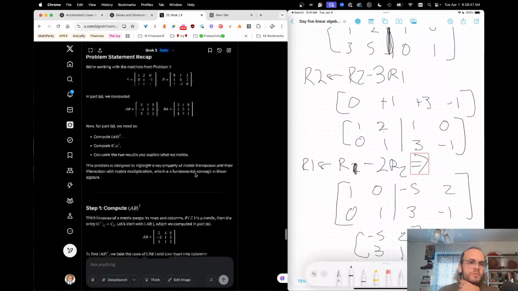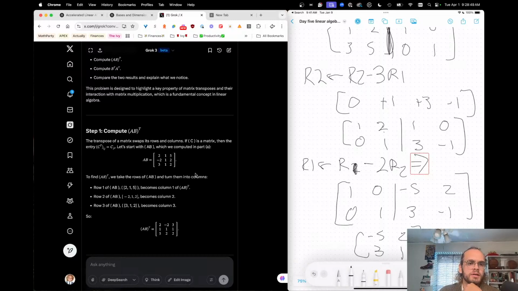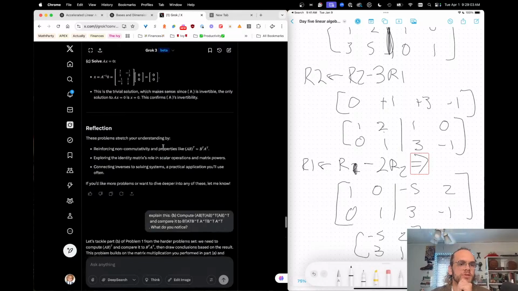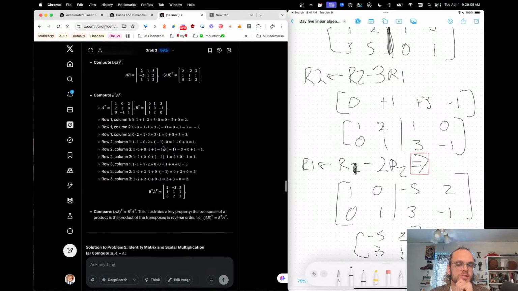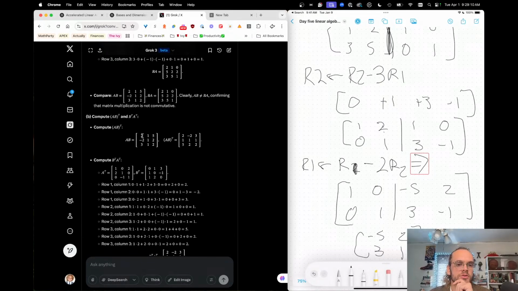It's a little overly verbose, Grok, I'd say. The transpose of a matrix swaps its rows and columns. If C is a matrix, then the entry C to the T ij equals Cji. What the heck? This is the transpose of a matrix. Okay, that's what that means. It's not an exponent thing. I was trying to do it like squared or something. So the transpose just means, yeah, you switch it so that the 1, 1, 1 is now here.